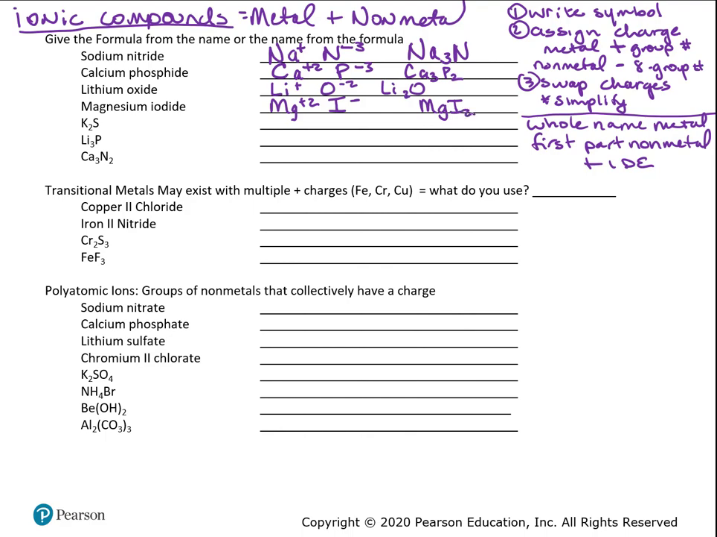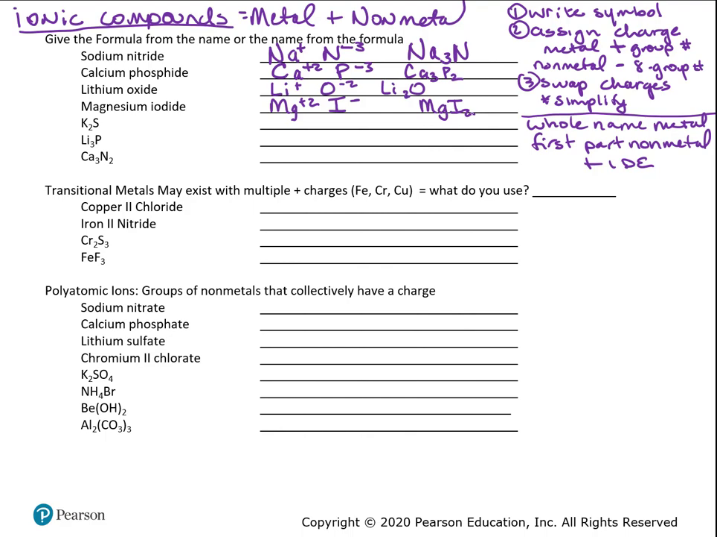Okay, so follow those 3 steps. First thing you do, find it on the periodic table, write its symbol, assign the charge. The metal, its group number will be its positive charge. The non-metal, 8 minus its group number will be its negative charge. Then, if the numbers are not exactly the same, just swap them in order to figure out the formula.